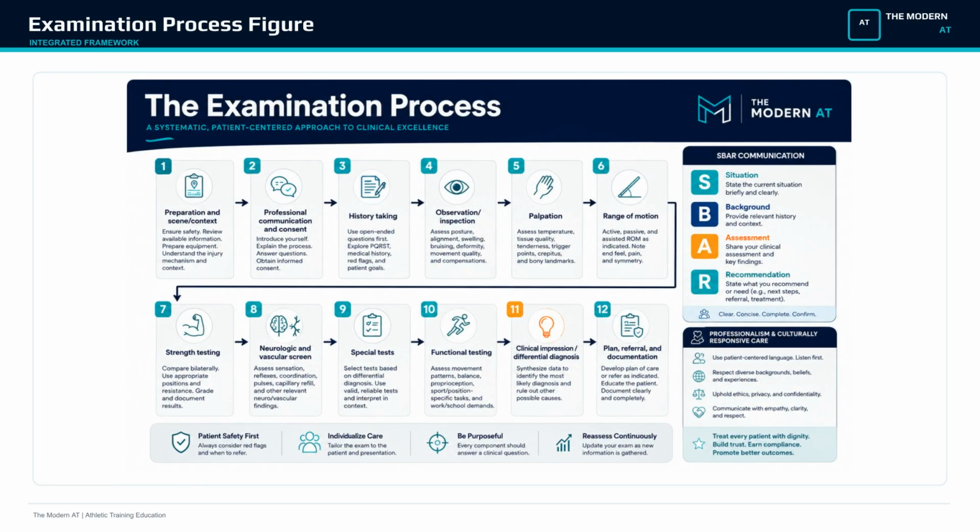The examination process figure provides an integrated framework. Notice how the steps flow logically and emphasize patient safety, individualizing care, and continuous reassessment. SBAR is used for clear communication with other providers.